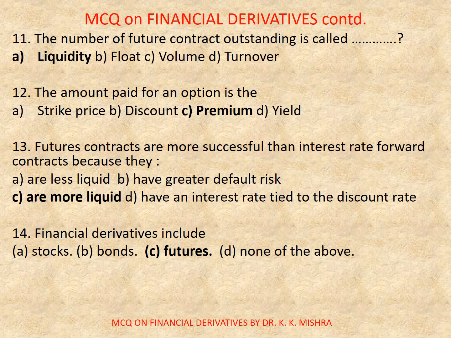Question number 13. Futures contracts are more successful than interest rate forward contracts because they. Options are A. Are less liquid, B. Have greater default risk, C. Are more liquid, D. Have an interest rate tied to the discount rate. Correct option is C. Are more liquid.